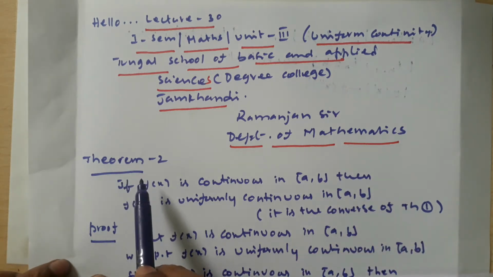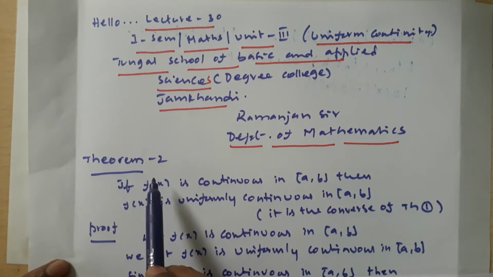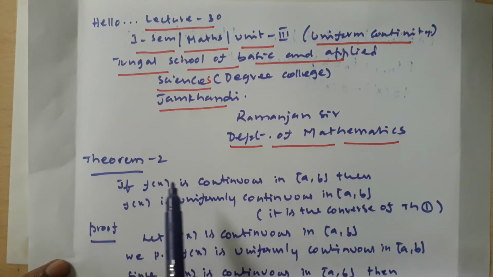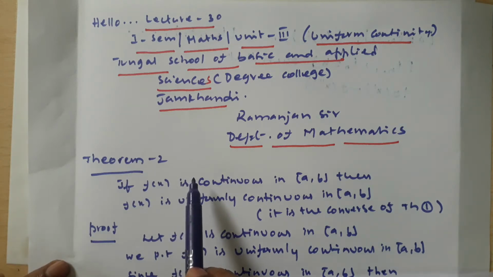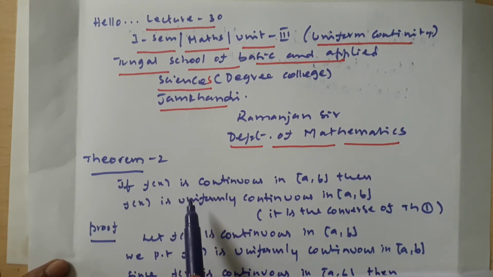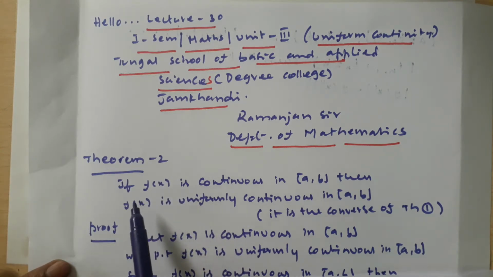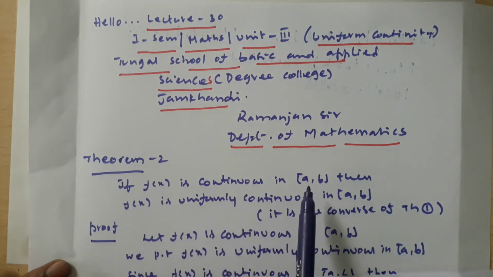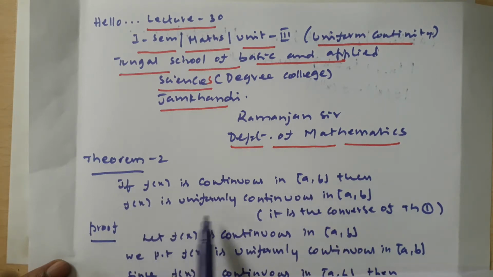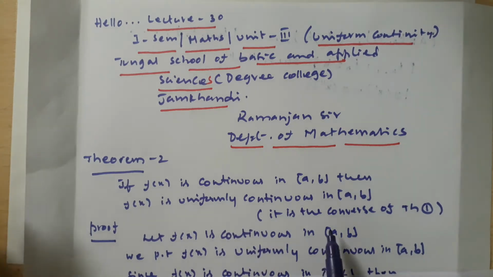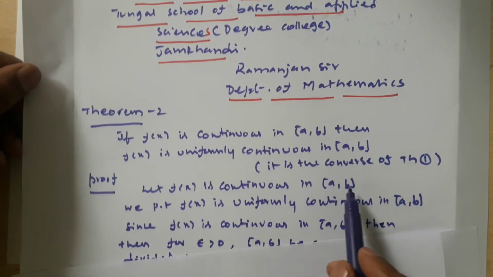Now let us see theorem 2 in uniform continuity. The first theorem we discussed in lecture 29: if f of x is uniformly continuous, then the function f of x is continuous in closed interval a comma b. Now theorem 2 is the converse of theorem 1. If f of x is continuous in closed interval a comma b, then f of x is uniformly continuous in closed interval a comma b.